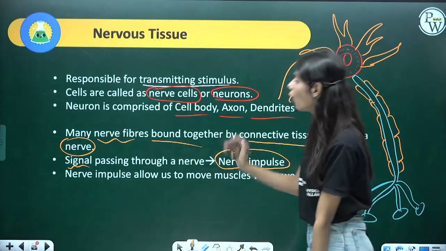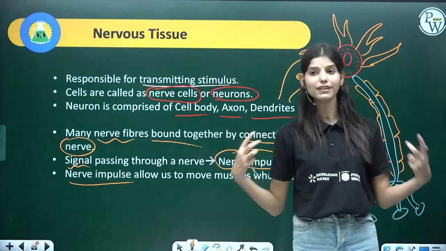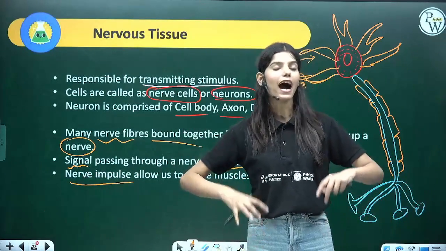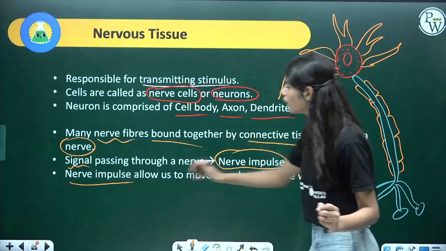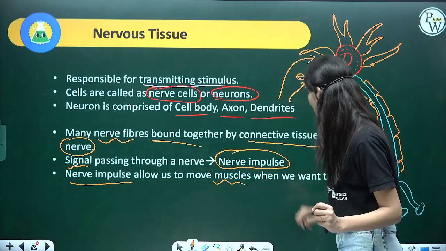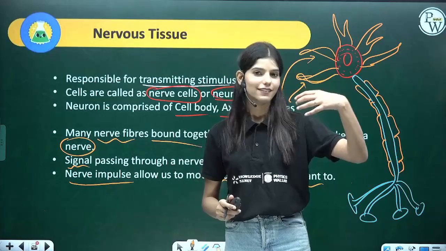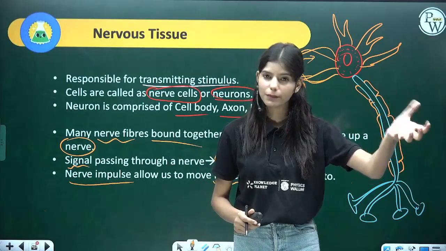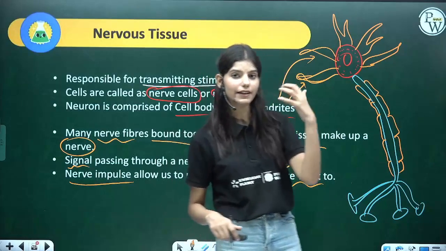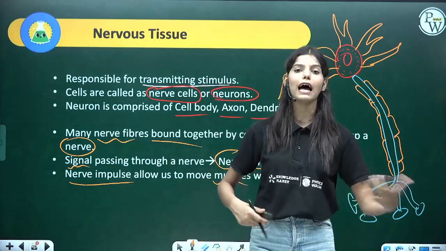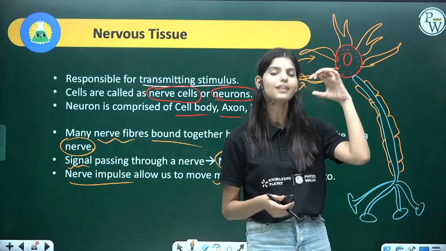Alright guys, also you need to understand that nerve impulses allow us to move. Whatever muscles we have in our body, we are able to move them only and only because of the nervous tissue. So nerve impulses allow us to move muscles whenever we want to. If I want to go somewhere and drink water from the bottle, how exactly am I able to go there? Because I have decided in my mind, now the signal will be sent to the muscles. I will be able to walk, I will be able to open up the bottle, and I will be able to drink the water.